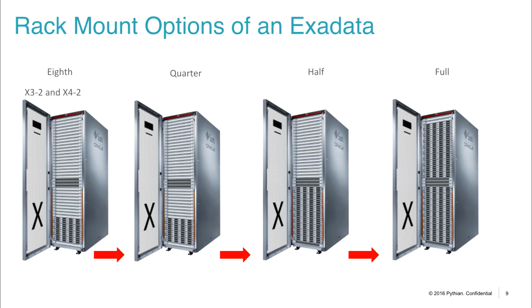Now, there are different mount options that you can do with an Exadata. It starts with an 8, and then it becomes an 8 elastic. And from there, you can go from quarter, half, and full. Now, an 8 elastic means that you can have 2 database servers, and you can have 3 or more Exadata software cells.